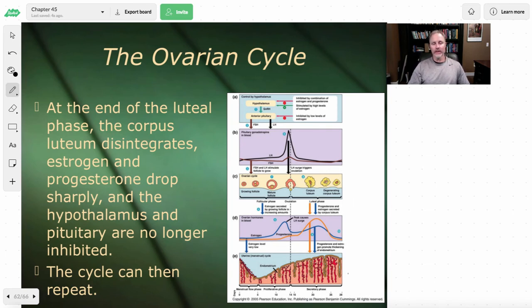Now, at the end of the luteal phase, if the egg has not been fertilized, then what happens is the corpus luteum starts to disintegrate. You can see here it's starting to break down. The estrogen and progesterone levels here, of course, are going to drop, and as a result of them dropping, we're going to enter this phase right here, which is menstruation, which is where the uterine lining gets sloughed off because pregnancy didn't occur, and then the cycle is repeating itself.